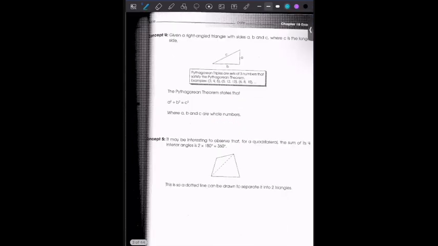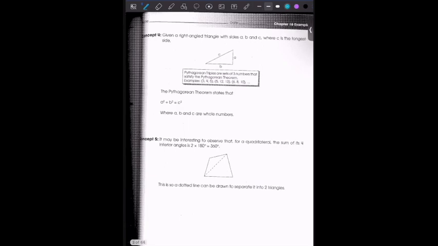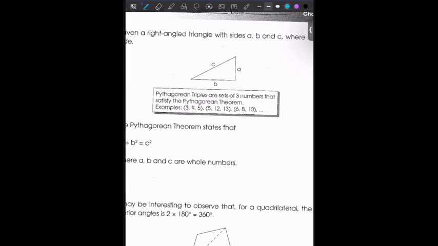Now let's take a look at our next concept. So we have a right-angled triangle with sides A, B, and C, where C is the longest side. We call C the hypotenuse. So it's a right-angled triangle, and so the slanted line is going to be our hypotenuse. And these are going to be our other two sides, or other two legs, of the triangle.